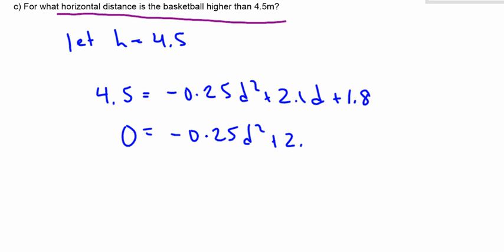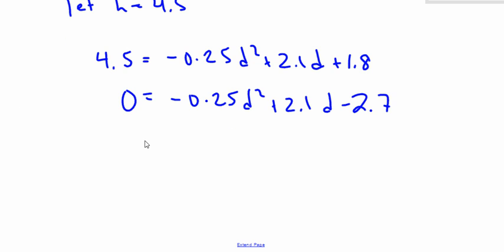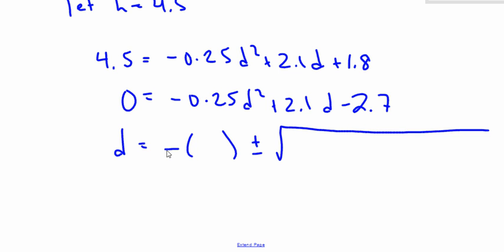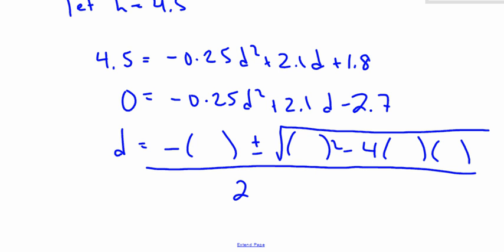1.8 subtract 4.5 gives me negative 2.7. And now I have a perfect quadratic in standard form. So I'm going to use the quadratic equation. Negative b plus or minus the square root of b squared minus 4 times a times c, all divided by 2a. And substituting in, so negative b plus or minus the square root of b squared minus 4 times a times c, all divided by 2a, and then calculate that out.